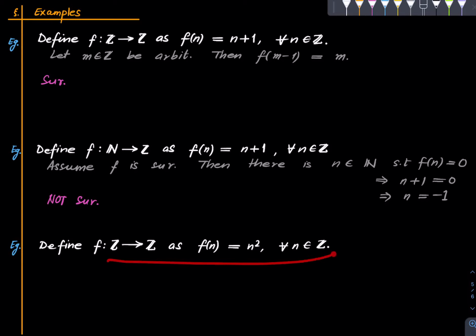What about this guy? It's sending an input to the square of it. Is it surjective? It is not surjective, and I leave this as an exercise. The point is that the outputs are all only perfect squares. In fact, only non-negative. In particular, all the outputs are non-negative, and the target contains negative numbers. So that is one way to argue that this is a non-surjective function.